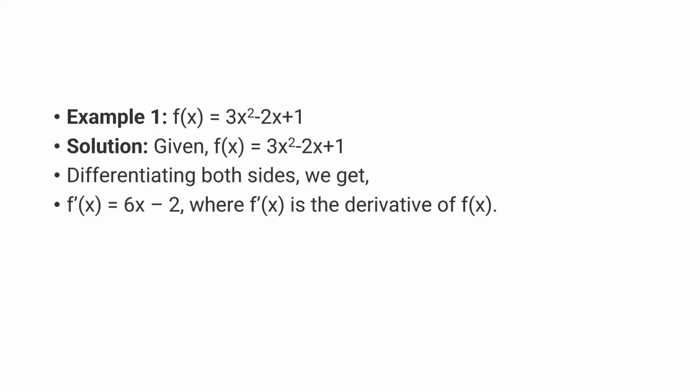With respect to solutions to differentiation, we can understand this concept by using two examples. The first example: f of x is equal to 3x square minus 2x plus 1. We need to find the solution. We have to differentiate both sides. We can understand that f dash x is equal to 6x minus 2, where f dash x is the derivative of f of x.